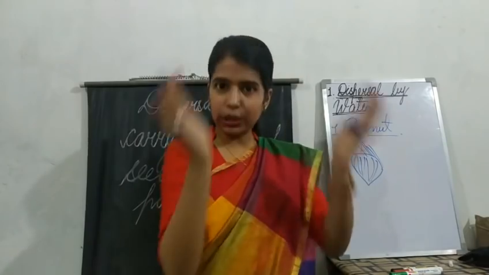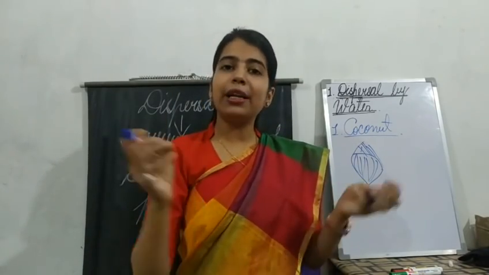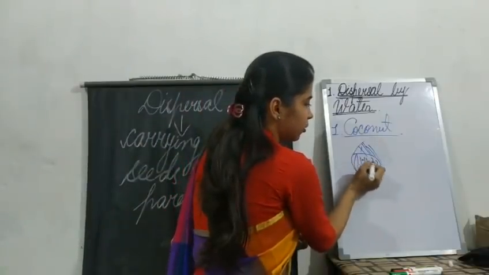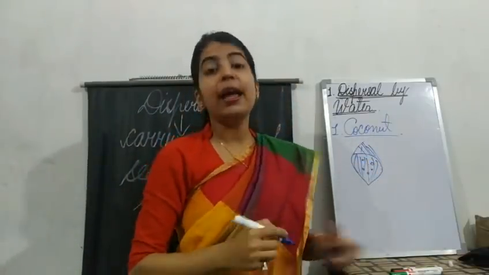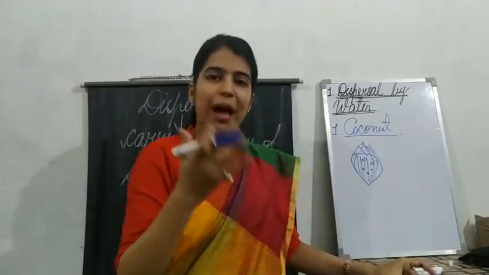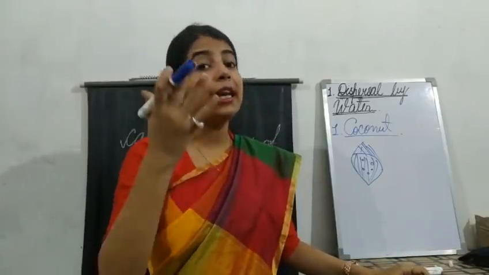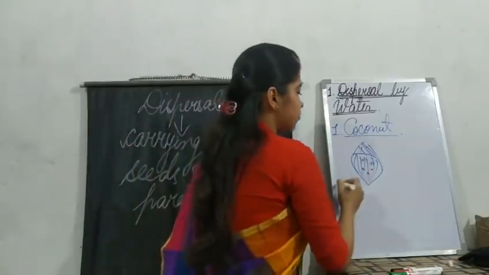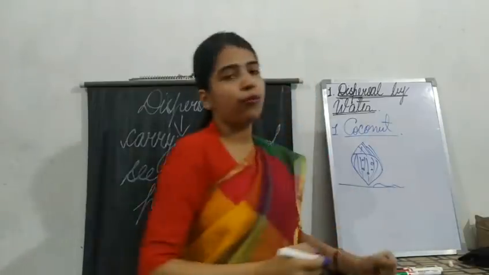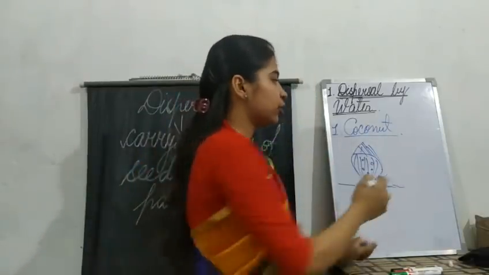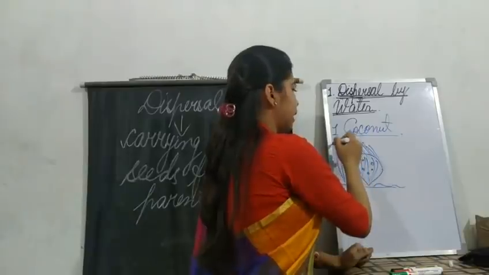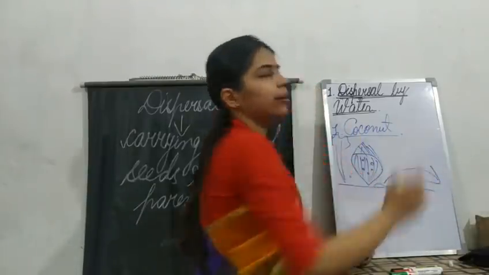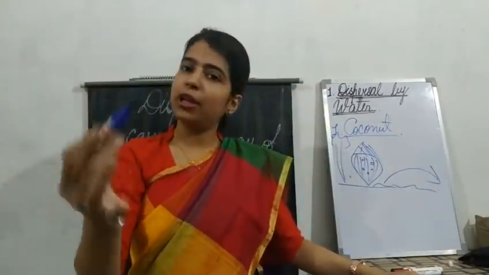These fibers, the outer covering of the coconut, will trap air inside. Once it traps air inside, it becomes very light, and the seed will float on the surface of water. In this way, it floats on the surface, and from the parent plant it will be carried to a distant place and there it will grow.